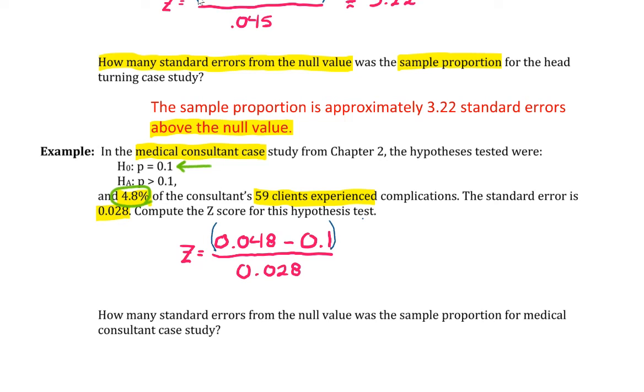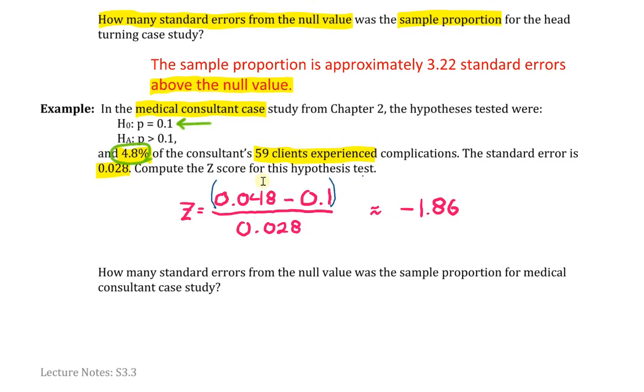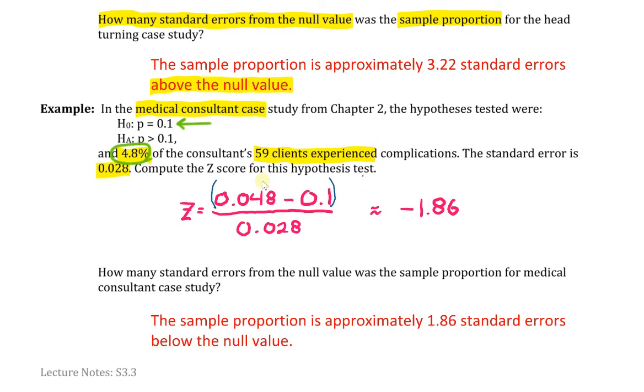I'm hoping you're able to confirm that this point estimate is 1.86 standard errors below the null value. And it's below because of the negative value of the z-score. So our interpretation: the sample proportion is approximately 1.86 standard errors below the null value.